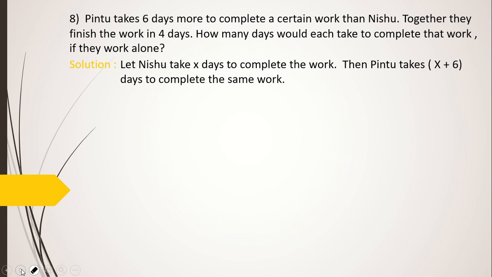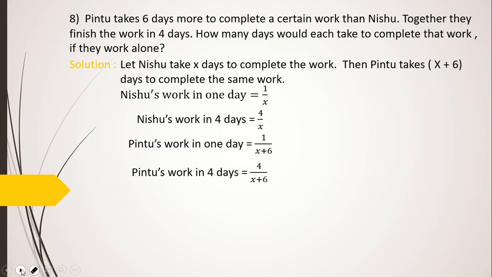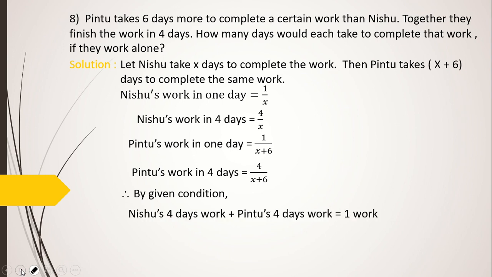Let Nishu take x days to complete the work, then Pintu takes x plus 6 days to complete the same work. Now Nishu's work in one day is going to be 1 upon x. Nishu's work in 4 days will then be 4 upon x. Multiply that 4 times, right? Pintu's work in one day and Pintu's work in 4 days. By the given condition, Nishu's 4 days work plus Pintu's 4 days work is equal to that one work. One work would be completed. See, together they finish the work in 4 days. So if they work together for 4 days, they will finish that work.